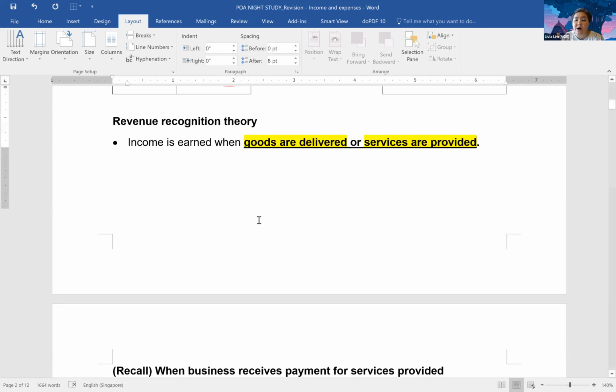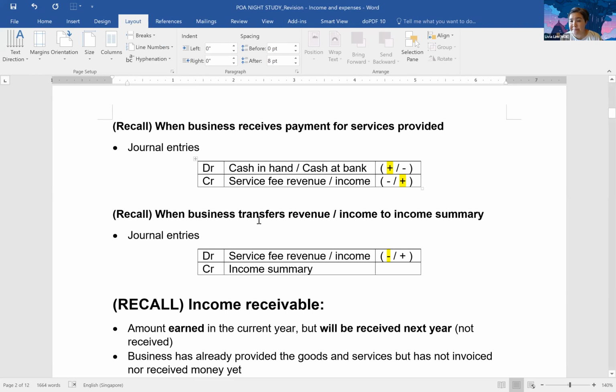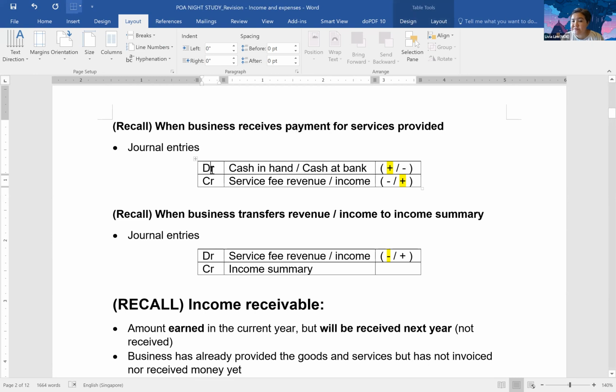Now, I just want you to recall what are the journal entries that happen when a business receives payment for services which is provided. So when a business receives payment, don't care whether it's cash in hand or a check, this is the journal entry that they will provide. They will debit cash in hand, cash at bank. Why debit? Because when you receive the money, you will put it in the bank account or you will have more money, right? So you will increase the asset. Now, the other account affected is credit service fee revenue and or service fee income. Why credit? Because income accounting rule is minus plus.